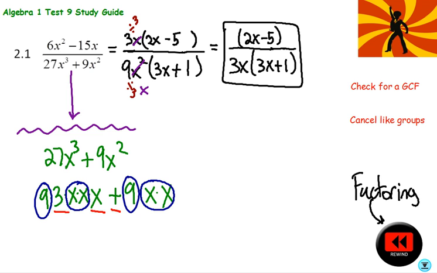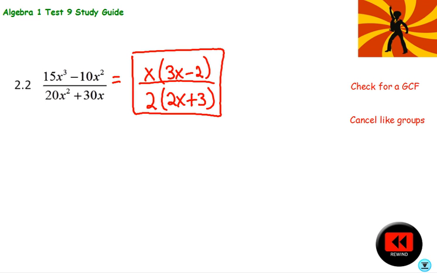All right, so let's check in with you. 2, 2 should have got x times 3x minus 2, and that's over 2 times 2x plus 3. So if you did not get that correct, go back, double check your work. Excuse me. See if you can find your mistake. Otherwise, if you're not sure where you went wrong, ask for help.